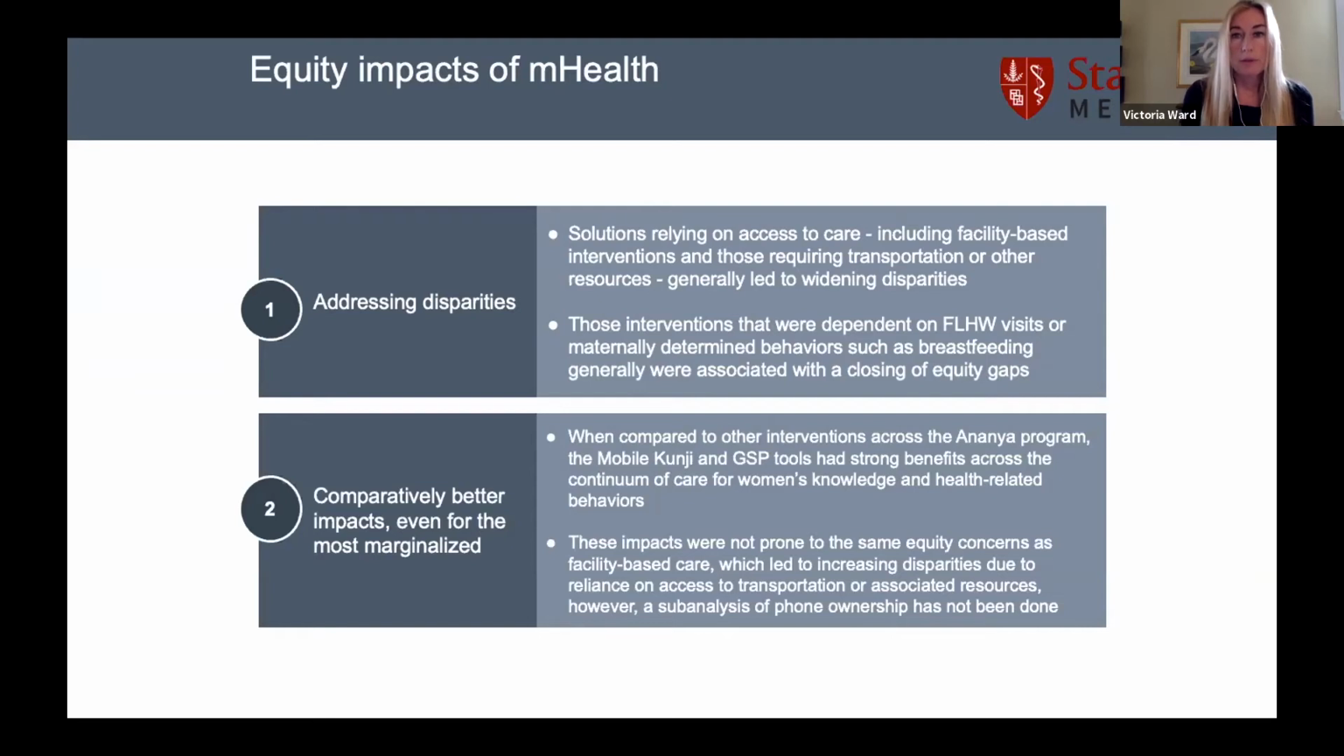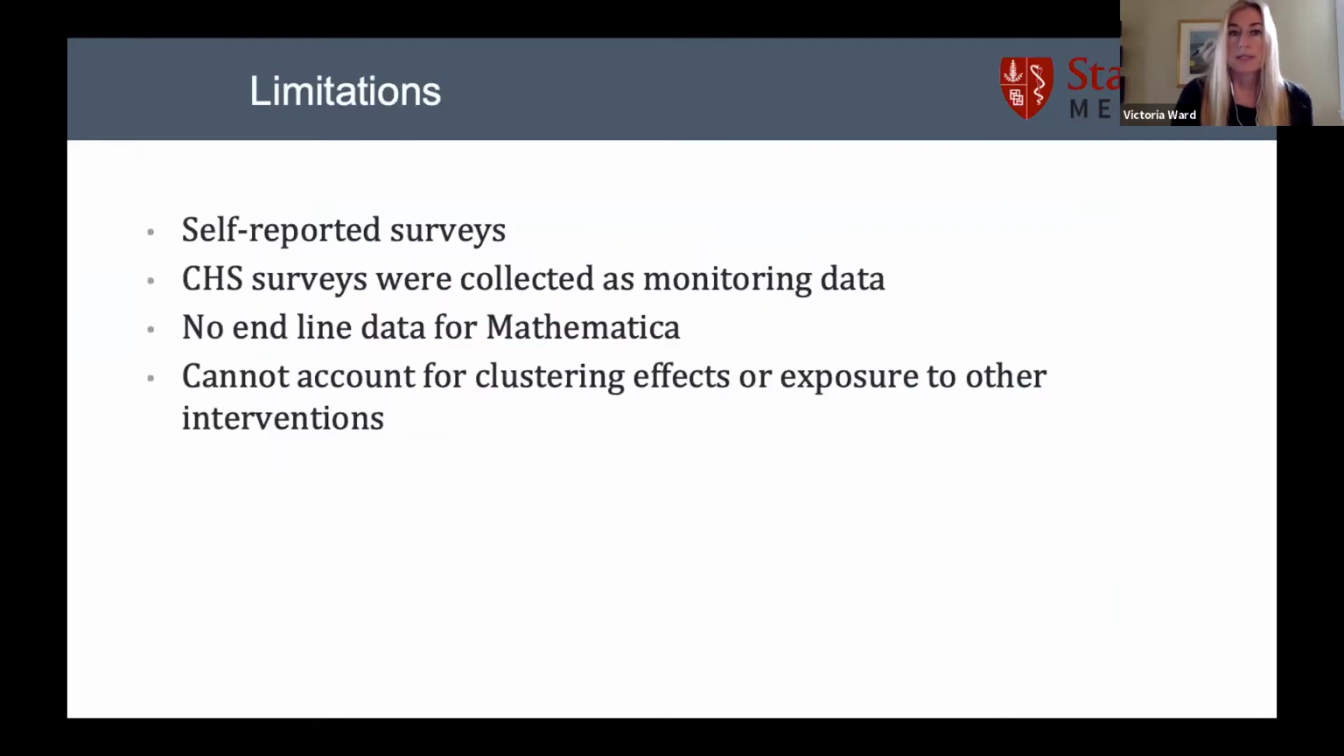Here in the mHealth tools, because the frontline worker could go to the woman or that message was delivered directly to a phone, we see a closing of those disparity gaps. And so there are important equity impacts for these mHealth messages, and we see comparatively better impacts even for the most marginalized groups.